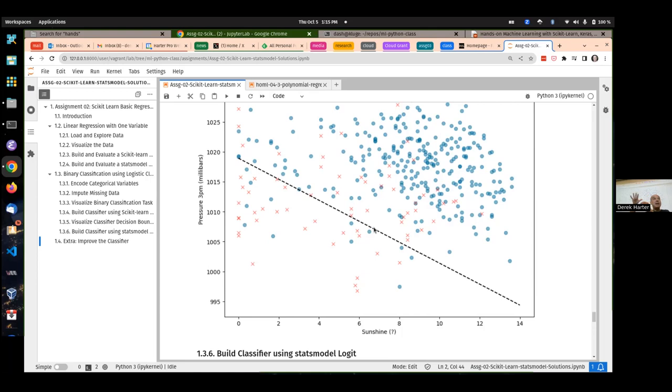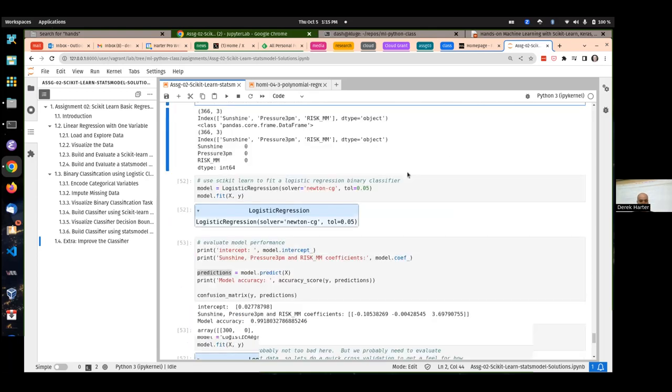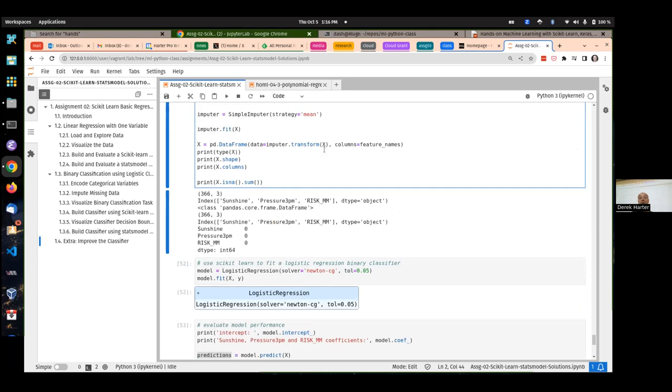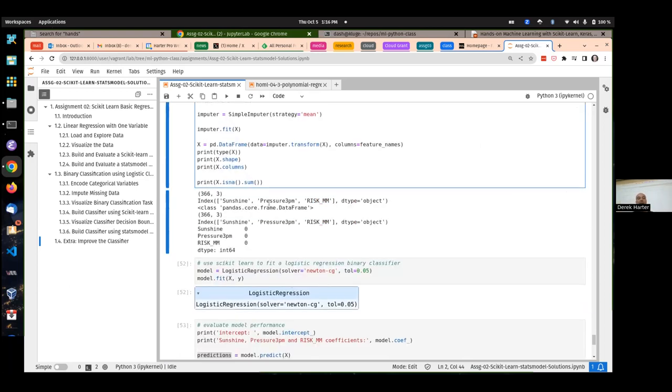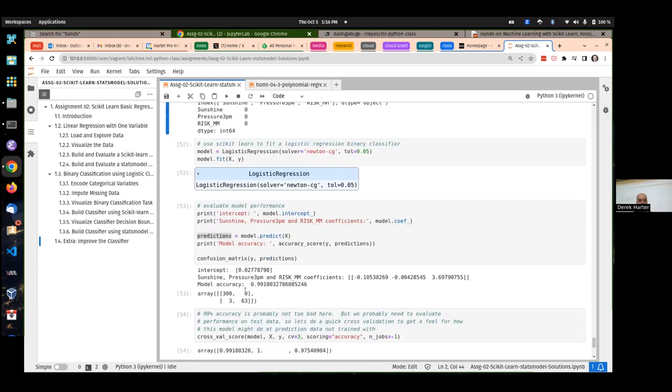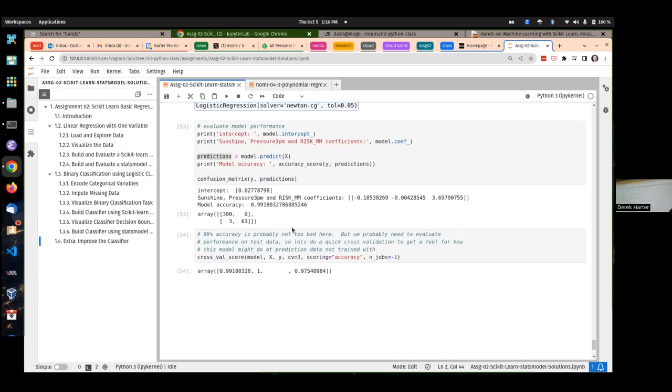If I have three features or higher dimensions, more features, there might be decision boundaries in three or four or five dimensions that separate this even better. I already showed that RISK_MM actually has the highest correlation to the rain tomorrow that we're trying to predict. So what I was asking for on this last one, people did some other interesting stuff. We could also add in some of the other higher correlated features and see how good a basic logistic regression we get. But if you just add in RISK_MM to the two that you're supposed to do for all the other things up there, it immediately jumps to 99% accuracy on the data that you've trained with.